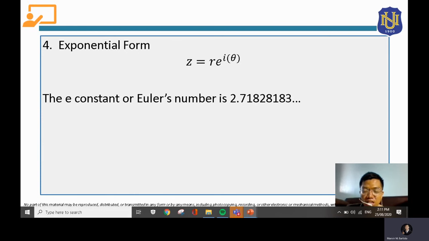And the last form will be exponential form. For exponential form, this is expressed as z is equal to r e raised to i theta, wherein r again is the modulus or magnitude of z, and theta is the argument of z. And e here is actually a constant. This is called Euler's number, and its actual equivalent is 2.71828183, and so on. You can see that in your calculator. So that is a constant.